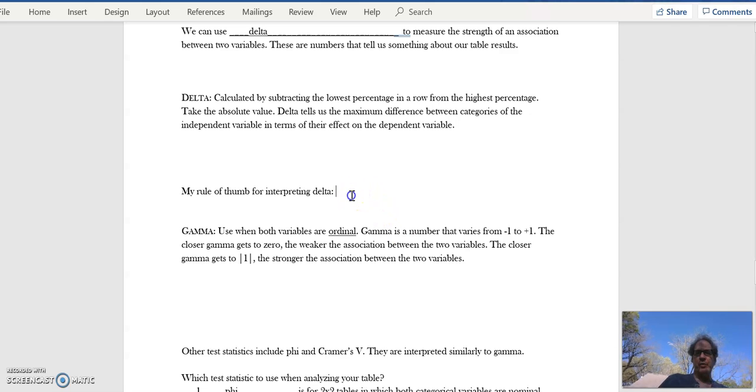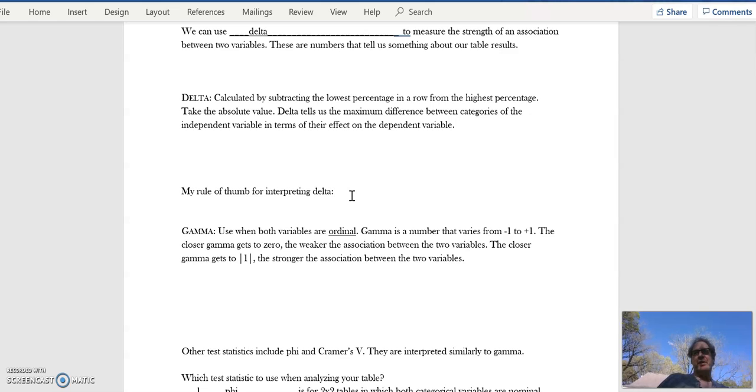My own rule of thumb for interpreting delta, I like to see about 10% difference before I assume that it's really meaningful. If there's less than 10%, usually it's not meaningful. Now, there are exceptions to that. If I'm looking at something that's very rare, such as have you ever witnessed a shooting? Most people have not witnessed a shooting.